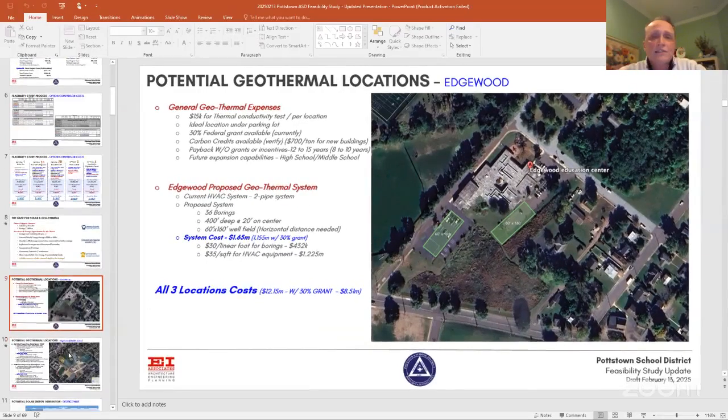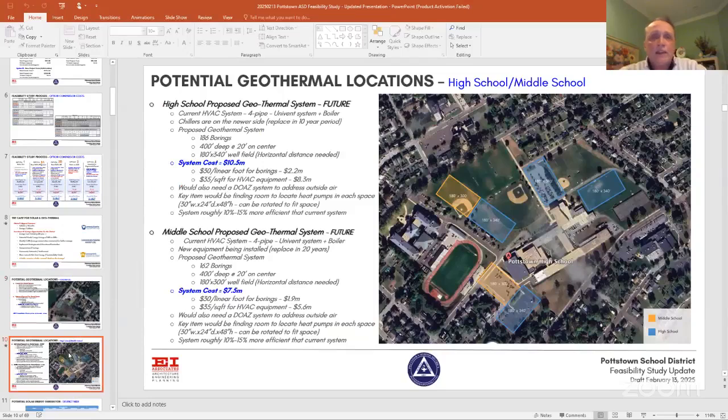We also took it a step further, understanding that this would have to be done in the future. In terms of preparation and being proactive, the high school has newer equipment, so we wouldn't be doing anything like this for at least about 10 years or so. But in conjunction with the middle school, because of the location, there might be an opportunity to either share a well field or install one first and then tie into it later and get some added benefits and cost savings from that too.